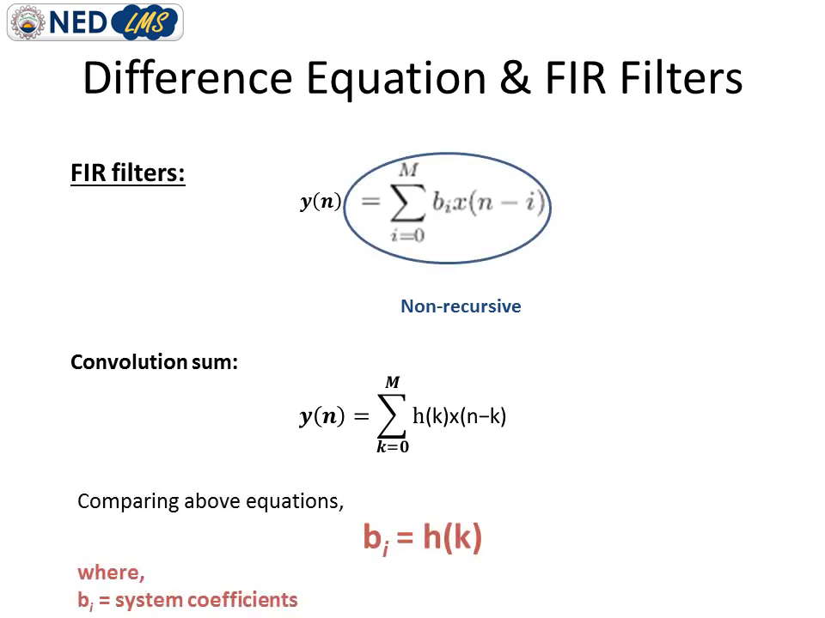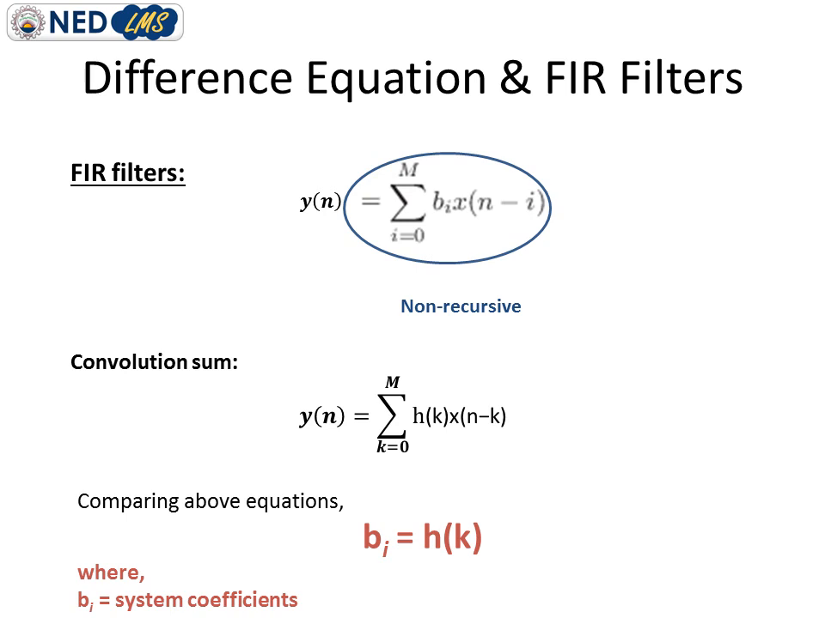One is for FIR filters, for which the recursive part is equal to 0 and we only remain with the non-recursive part, and this equation can be compared with the convolution sum, and after comparing we get to know that bi, or we can say bk if the delay variable is k, bk is equal to h of k. So the impulse response, h of k, is equal to bi, which is the system coefficients.